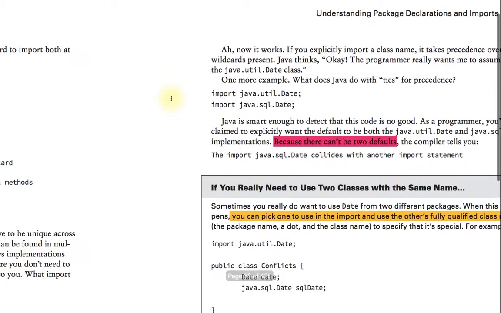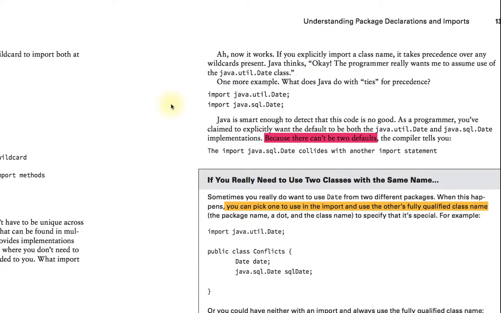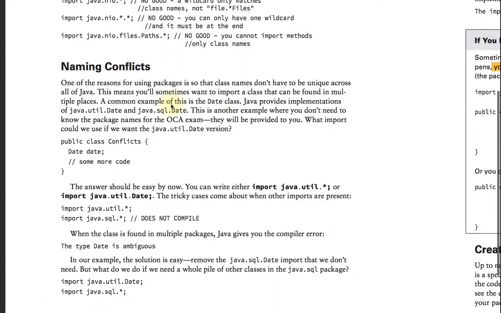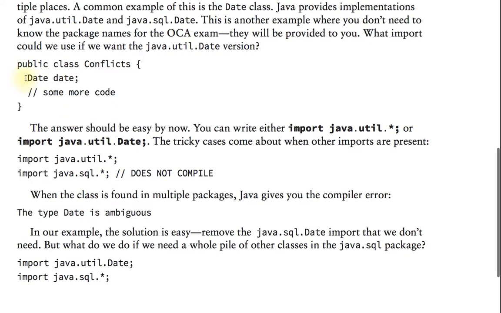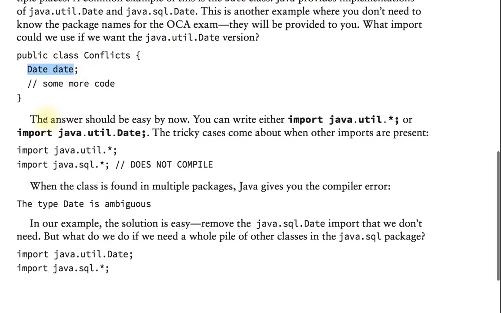Here I want to discuss something important. If we are trying to access a class which is present in two packages, they have given a beautiful example over here. We are trying to access the Date. Okay, the answer should be easy by now. You can't write import java.util.* or java.util.Date.